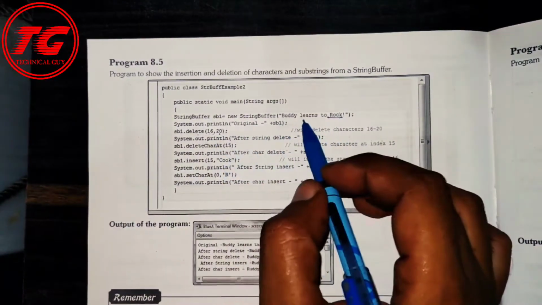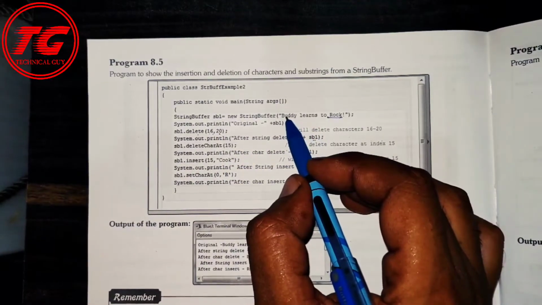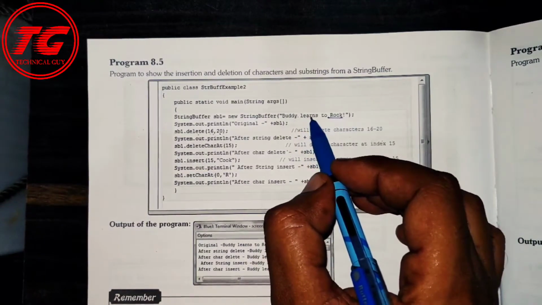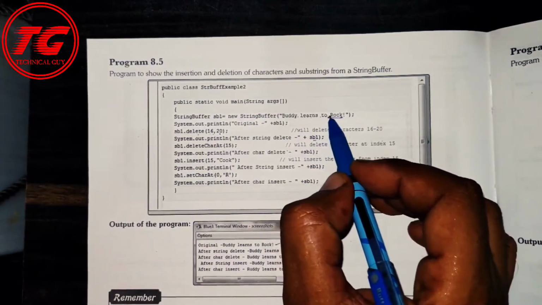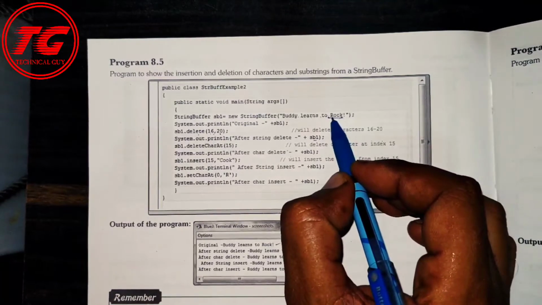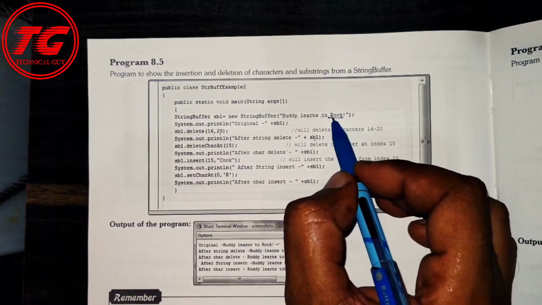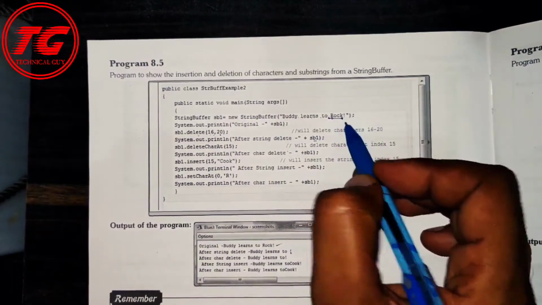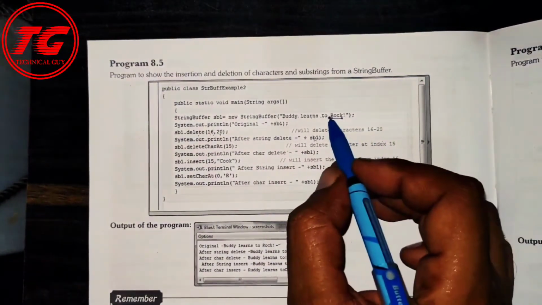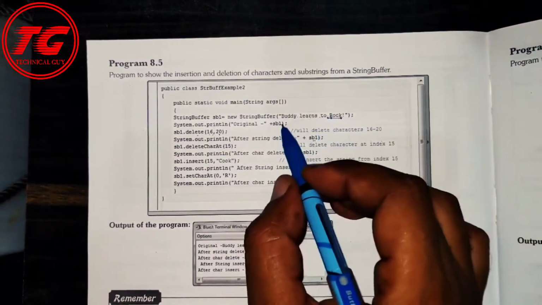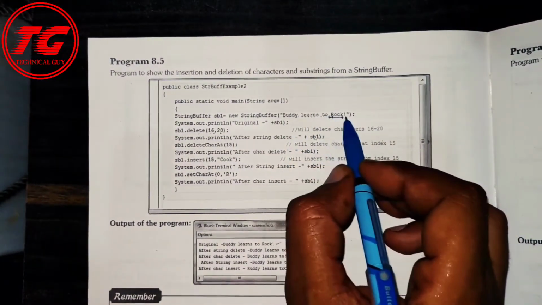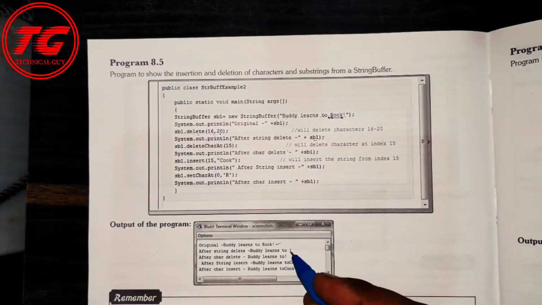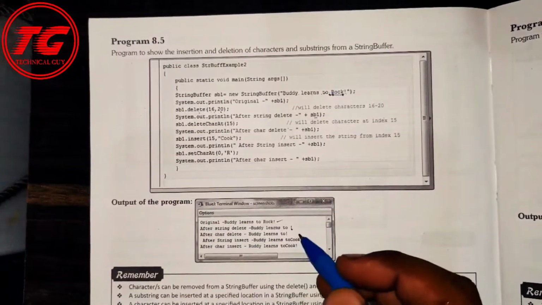So let me check it again. 16: 0 1 2 3 4 5 6 7 8 9 10 11 12 13 14 15 and 16. So the 16 index is actually starting from this R to 20, that is K, rock. Only rock is deleted, this space is not deleted. So buddy learns to, the space is there, and this sign of exclamation is also there, only this rock is deleted, so that's why here rock is not printed.